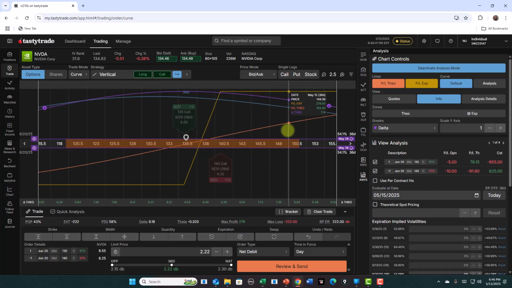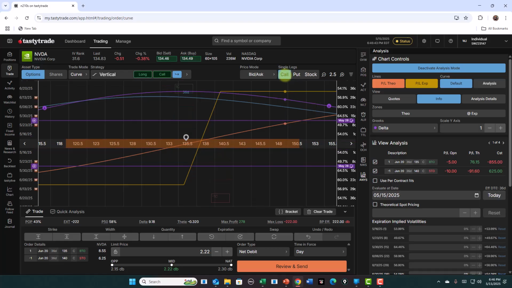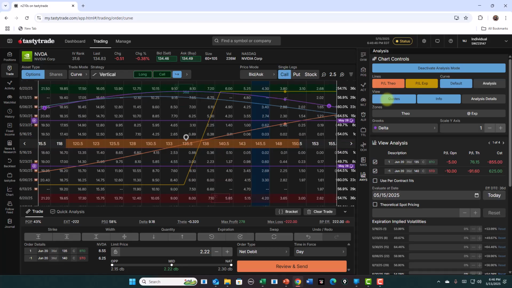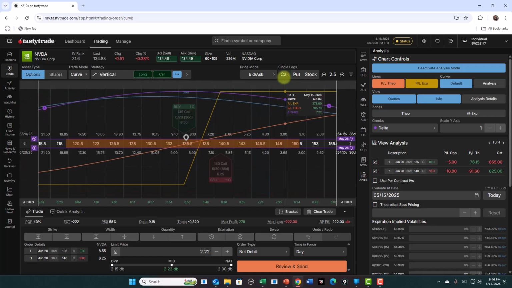So another cool little feature here, I can click on calls or puts, and I can see the bid and offer at every single expiration and every single strike along here. And so those are some things that can also help you to make decisions.